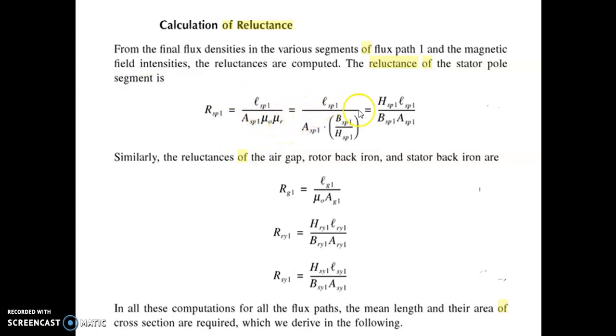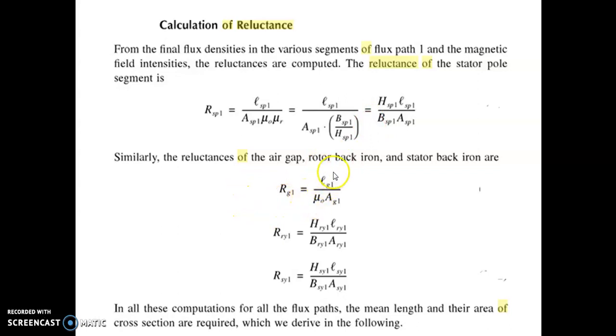Which is equivalent to L_SP1 divided by A_SP1 into, instead of mu, we are going to replace it by means of the expressions B and H. So mu is nothing but B by H. So we are using B_SP1 divided by H_SP1. Now this H_SP1 will go to the numerator, which is equivalent to H_SP1 into L_SP1 divided by B_SP1 into A_SP1. Similarly, the reluctances of the air gap, rotor back iron and the stator back iron are also calculated similar to this stator pole segment reluctance.